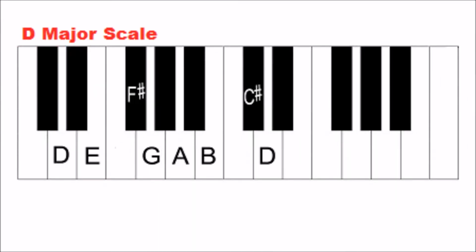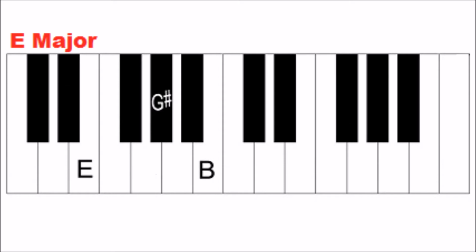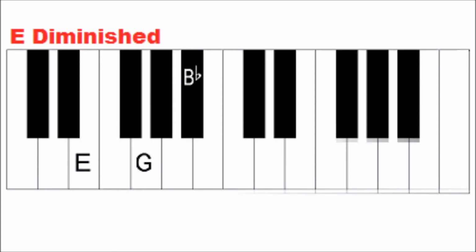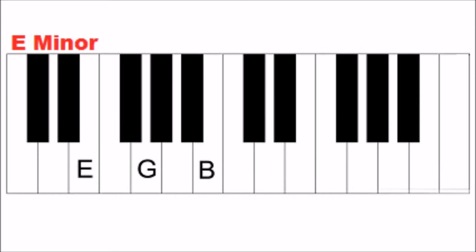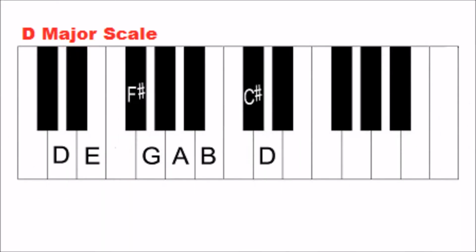Let's move to the note E. What chord should we play? It cannot be E major because the notes of the E major chord are E, G sharp, and B. Neither can it be E diminished because the notes of the E diminished chord are E, G, and B flat. It has to be E minor, consisting of the notes E, G, and B, which are all in the D major scale.